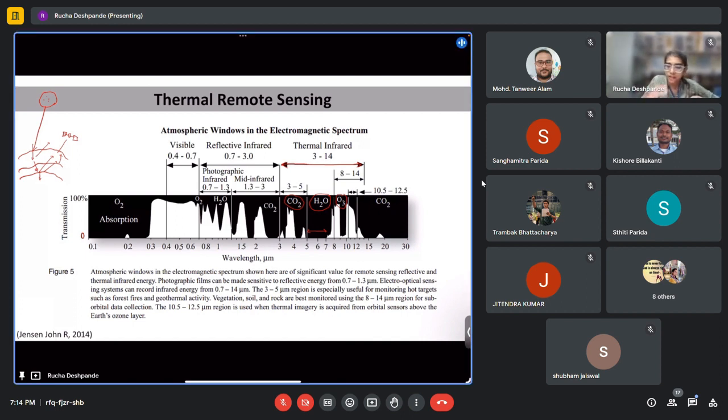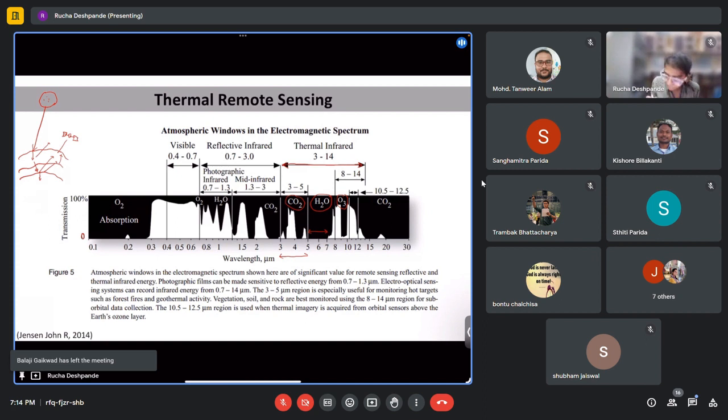So for thermal remote sensing, the detectors are made in such a way that they are sensitive to these small windows which are available in this 3 to 14 micrometer spectrum. So some of the detectors are made to function in this 3 to 5 micrometer range, and others are made to function between this 8 to 14 micrometer range, or 7 to 14. And here also between 9.2 to 10.2, we see that there is a strong absorption by O3.